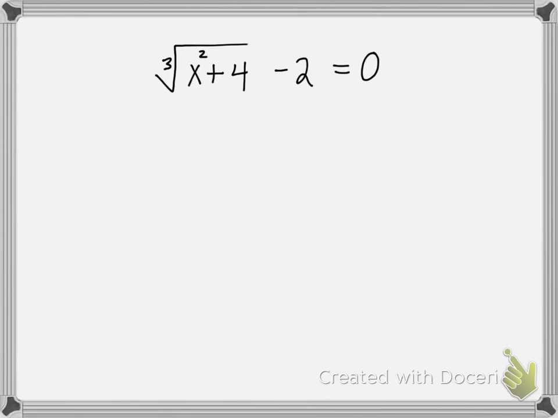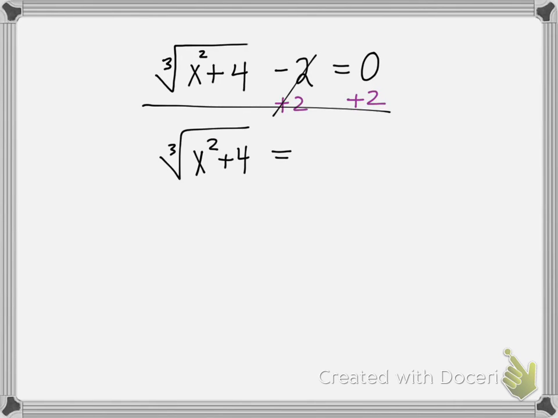To solve this radical equation, the very first step we need to do is make sure we isolate the radical. So I need to move this -2 to the other side, so we're going to add 2 to both sides. On the left-hand side, I have the third root of quantity x squared plus 4, and that's equal to 2. Now that the root is isolated, we need to get rid of the root completely.